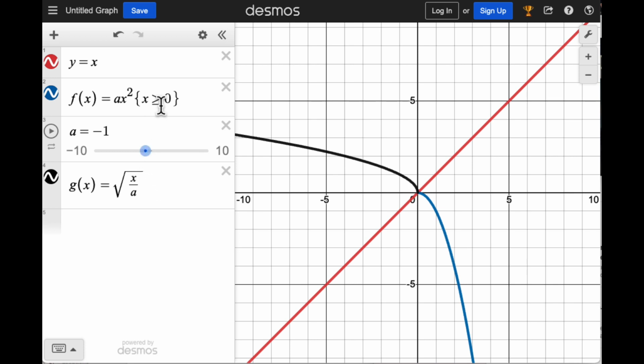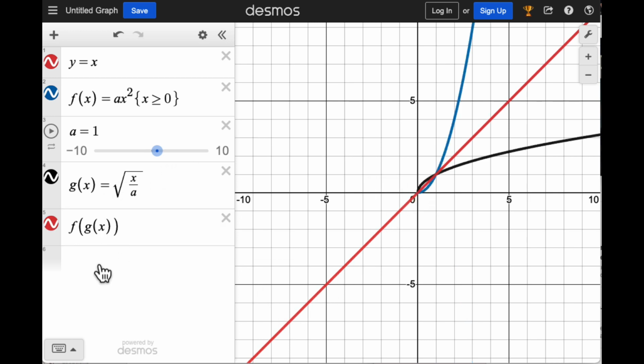What does the graph of f of g of x look like? Input it and see the graph. f of g of x. The graph overlaps the graph of y equals x, but only partially. Now look at g of f of x. You get the same overlap with y equals x, but only partially.